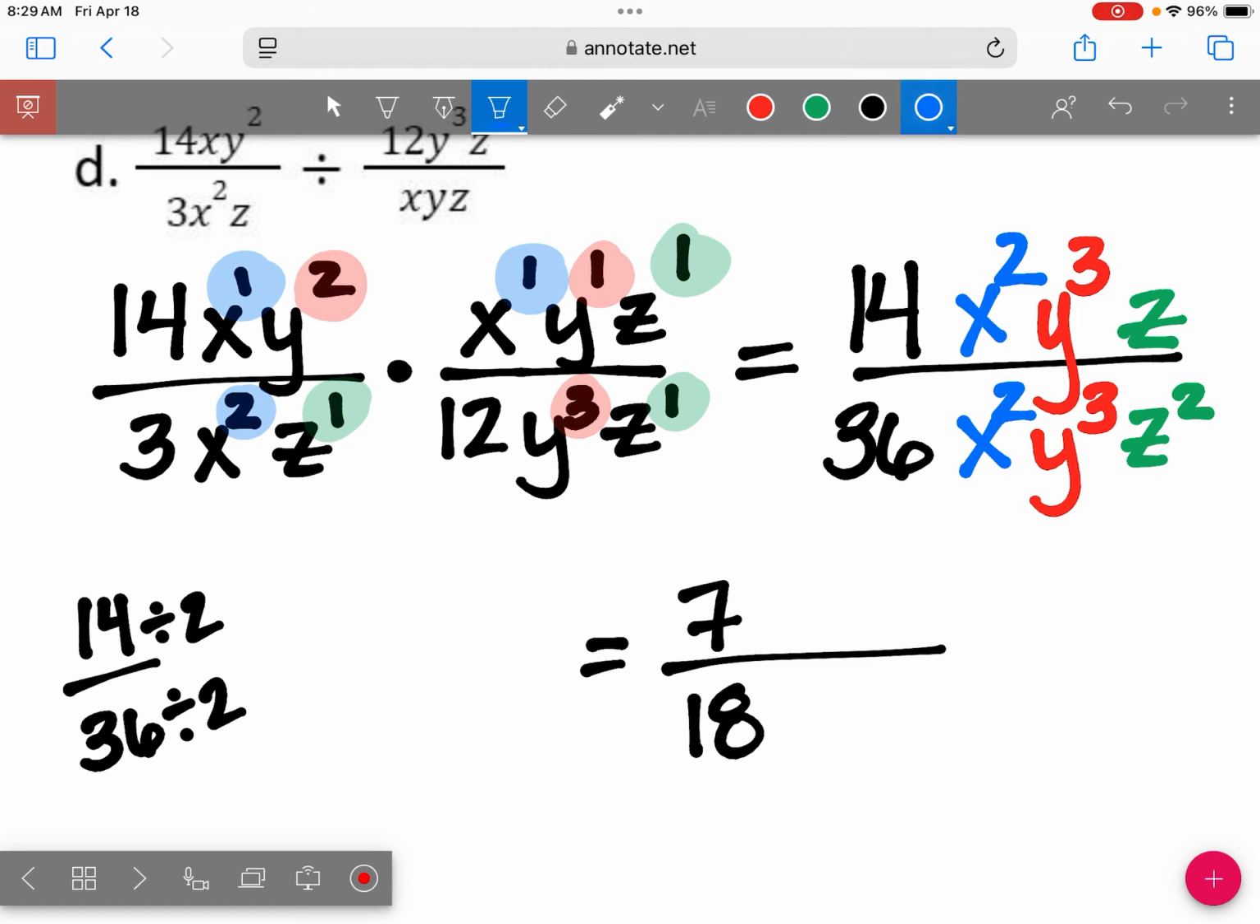With our x's, we had 2 upstairs and 2 downstairs. 2 minus 2 is 0. So our final answer has no x's. We look at our y's.